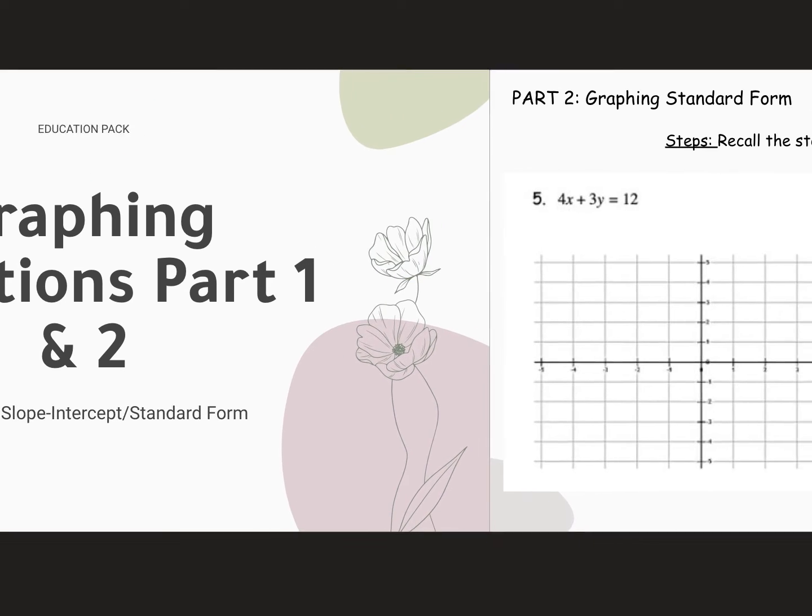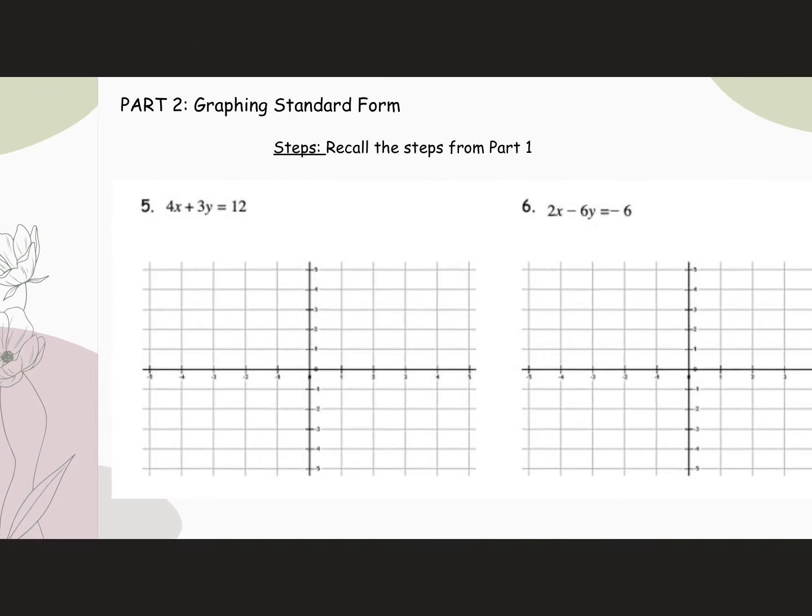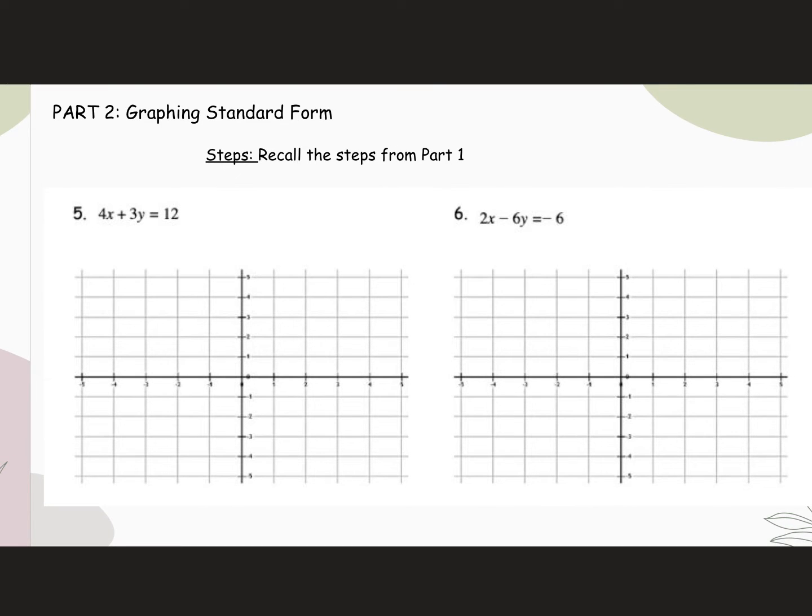All right, so now we're going to take a look at part 2 of graphing. If you recall our steps from part 1, we made sure that our equation was in slope-intercept form, which is y equals mx plus b. We identified our y-intercept. Remember, b is our y-intercept. And then we plotted additional points, or used our slope to plot an additional point.